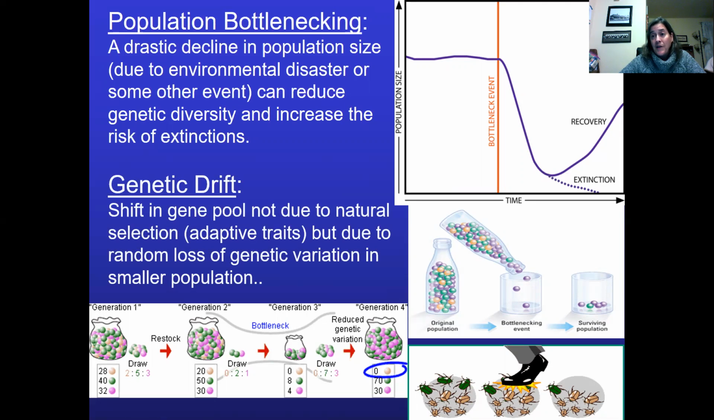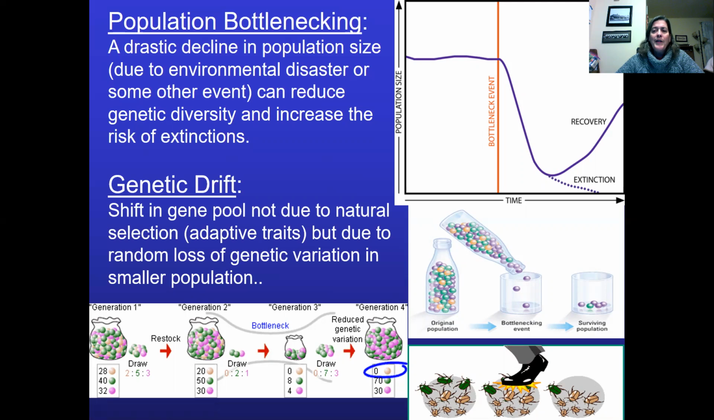There's something else called genetic drift, which is when you get a shift in the gene pool, not because of natural selection, which we talked about in the last lecture, but due to some kind of random loss of that genetic variation. And that can be from a bottlenecking event. There are various examples on this slide, which you can pause the lecture to look at. This one is pretty easy to see: you had a lot of diversity originally, and then there's a bottlenecking event, and what survived from that had less diversity than the original population. So carrying forth into the future, you have less diversity. This is the bottles and marbles idea.